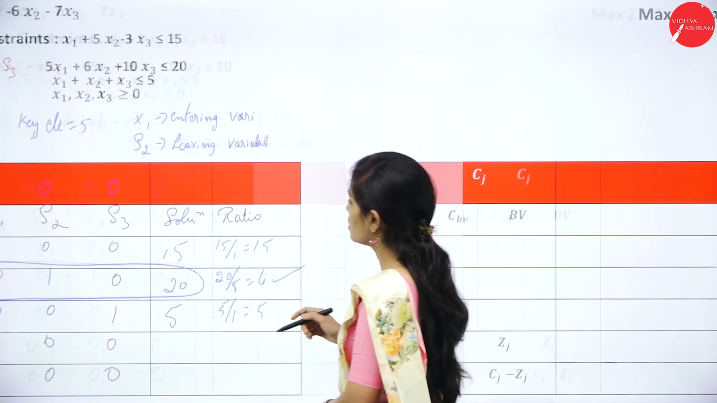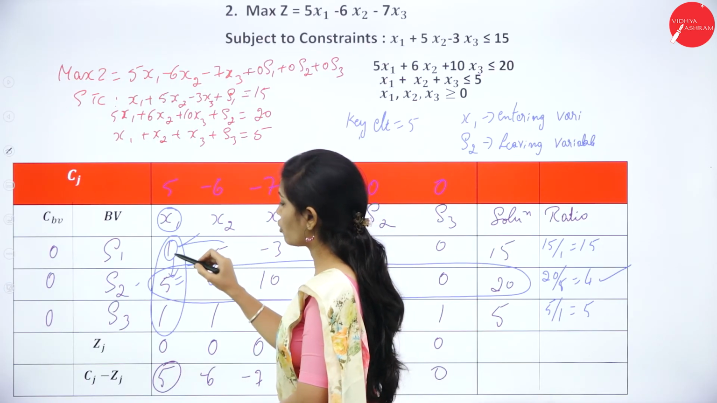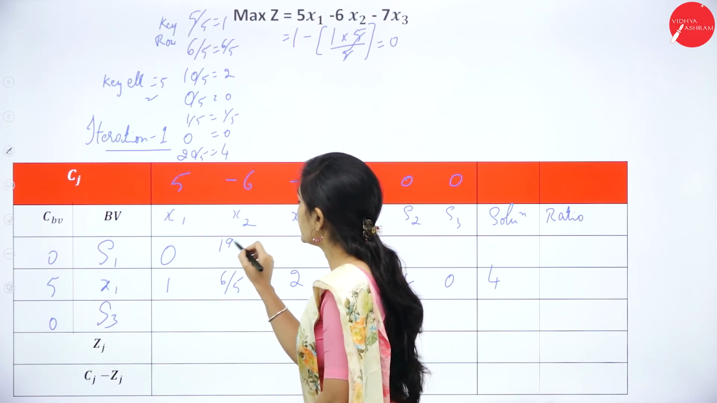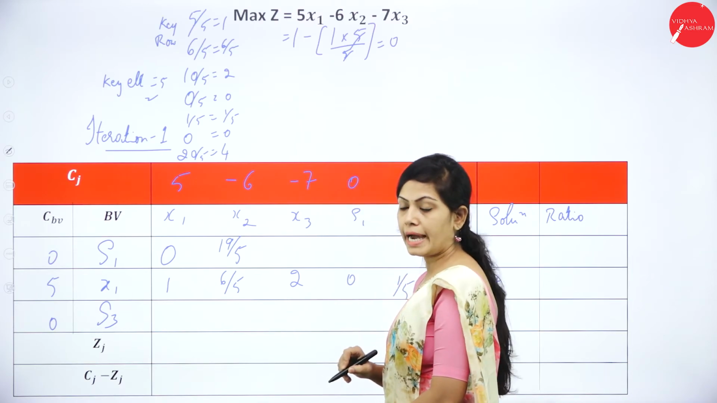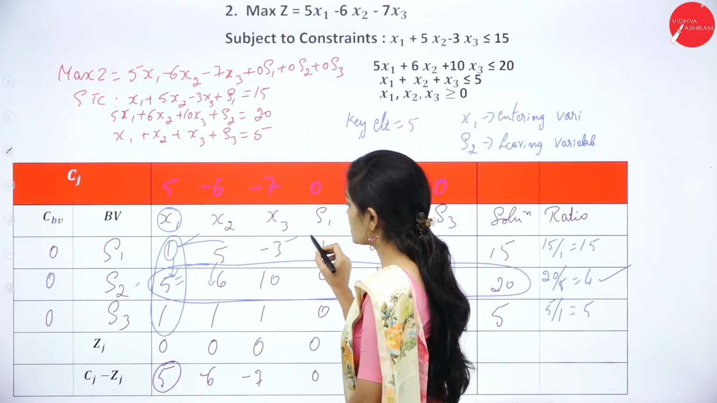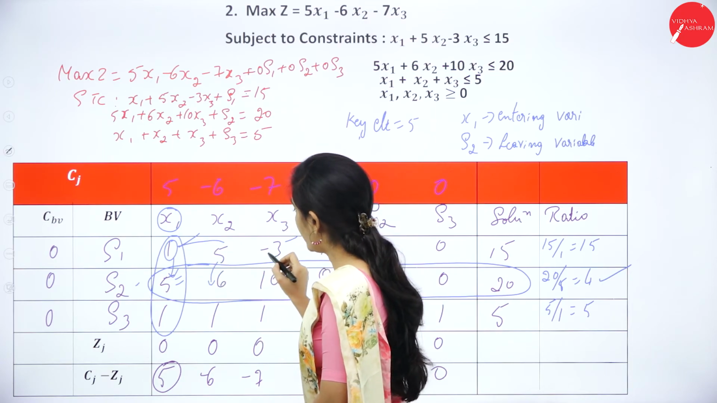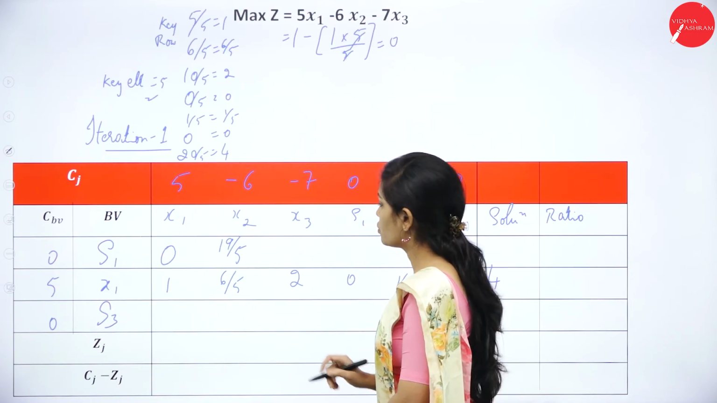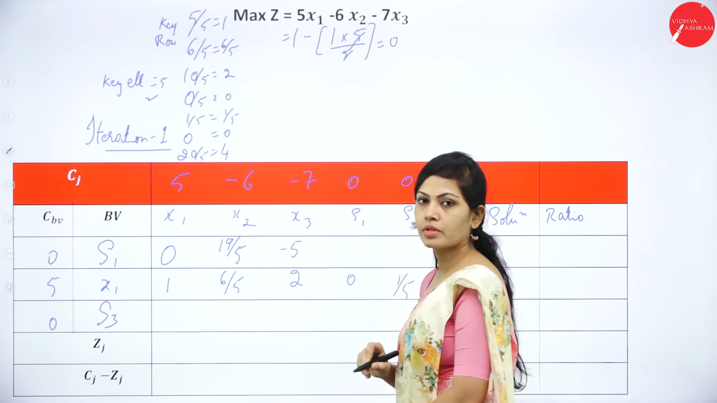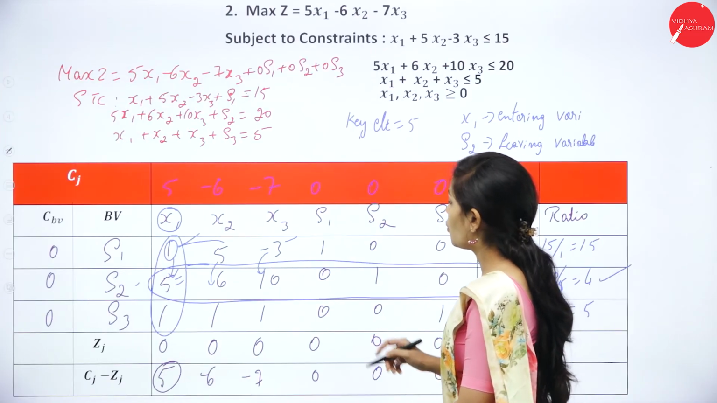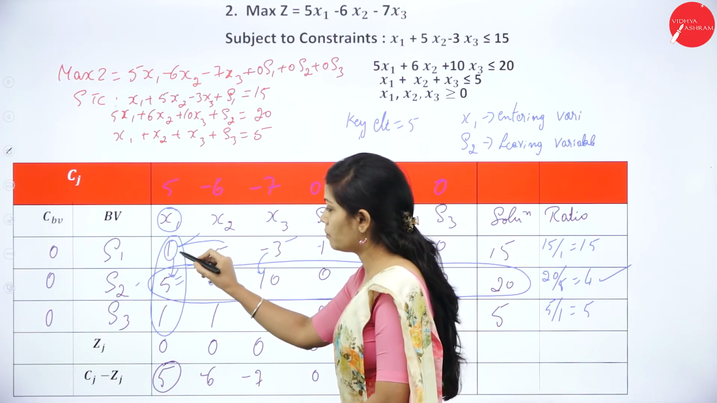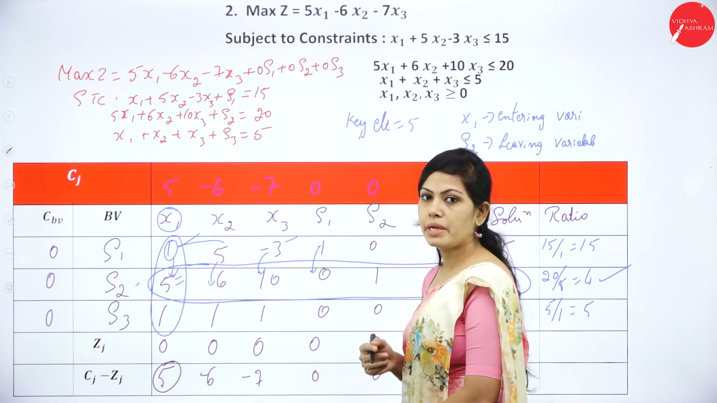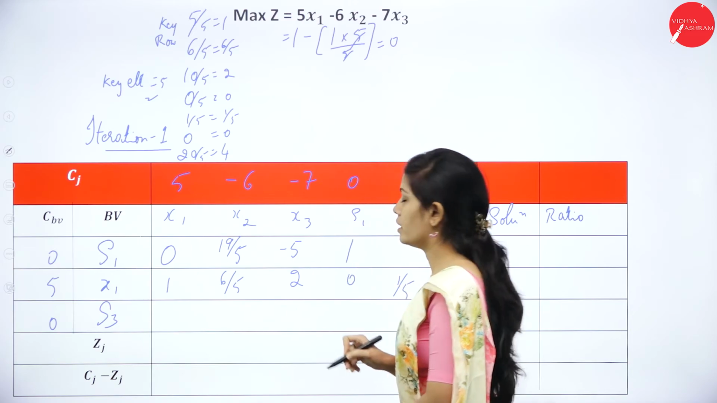So the next value: old value is 5, corresponding key column is 1, key row is 6. So you will get 19 by 5. And old value is minus 3, corresponding key column is 1 and key row is 10 divided by key element 5. So you will get minus 5. Please calculate this. And old value is 1, corresponding key column also 1 and key row is 0, divided by key element 5. So you will get 1.